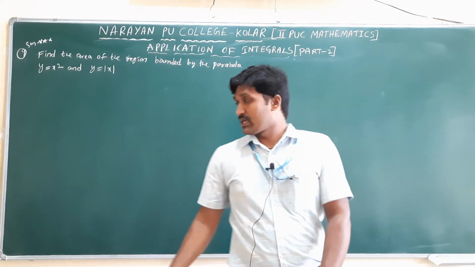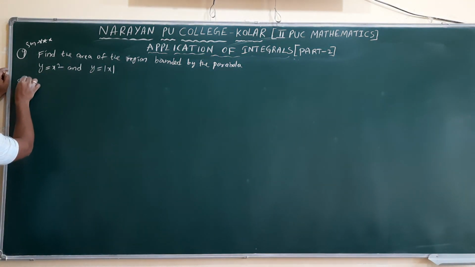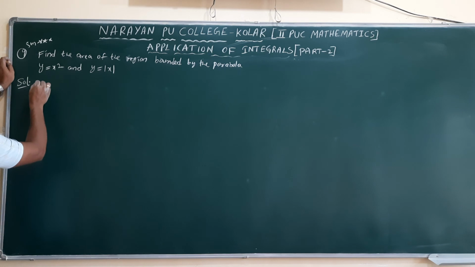Now given parabola is a third form of parabola, x square equal to 4ay form. Towards positive y axis, it will come upwards.